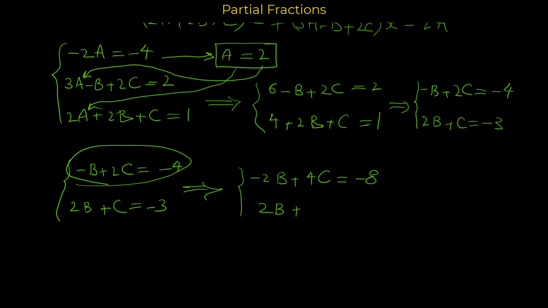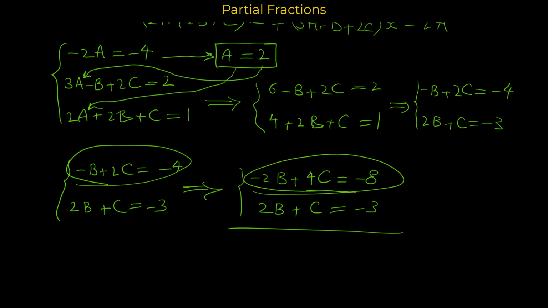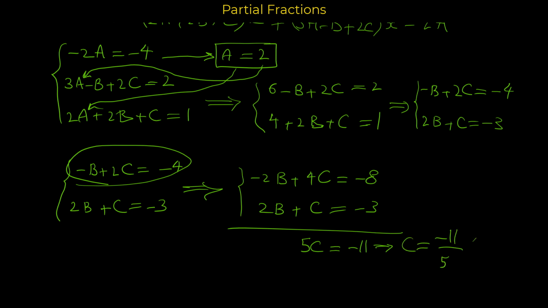And we keep the second equation. Now, if we add this equation to this equation, if we add left side to the left side and right side to the right side, you can see that we get 4c plus c, 5c. Attention, the b's cancel each other. Negative 2b plus 2b is 0. So we have just 5c equals negative 11. So from here, c is negative 11 over 5.